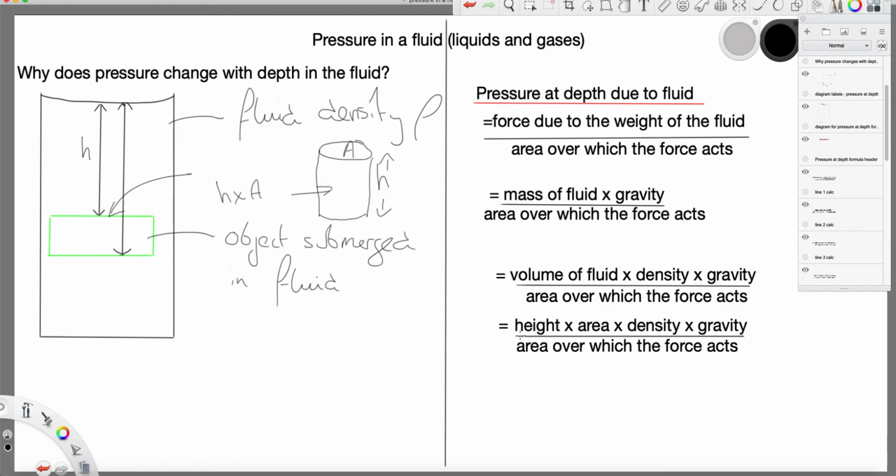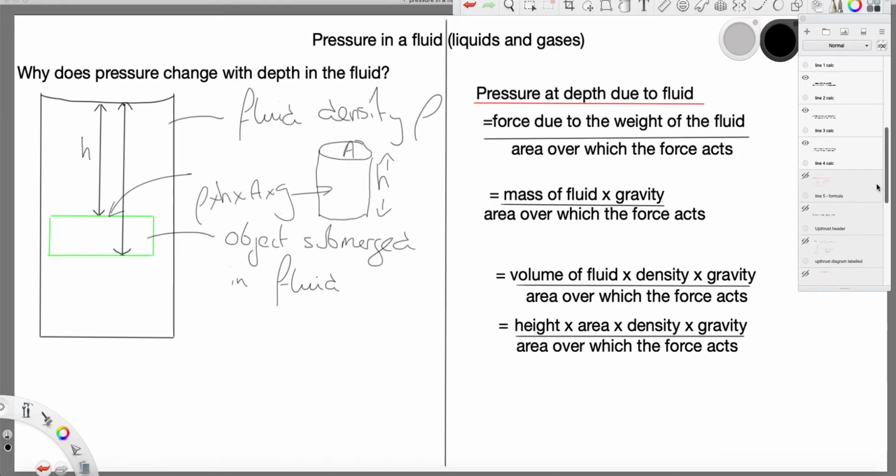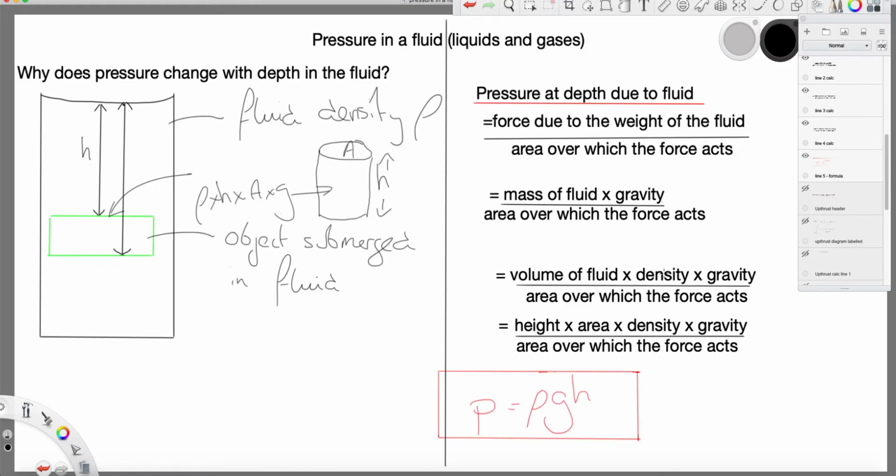So the mass, volume times density, is density times height times area, and the weight, which is mass times gravity, is that. So you can see here we've got area on the top line and we've got area on the bottom line. So those areas will cancel, and you end up with the pressure is density times gravity times height. So this is the formula that you need to use to work out pressure at a depth in a fluid. So a fluid density, rho, on a planet where gravity is g, meters per second squared or newtons per kilogram, at a depth h, the pressure will be that.